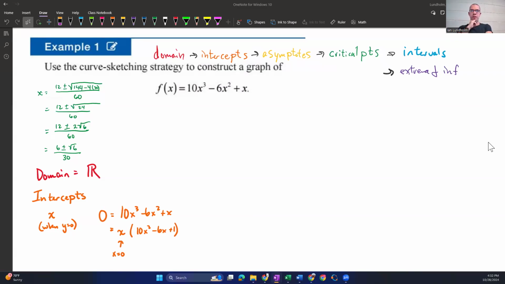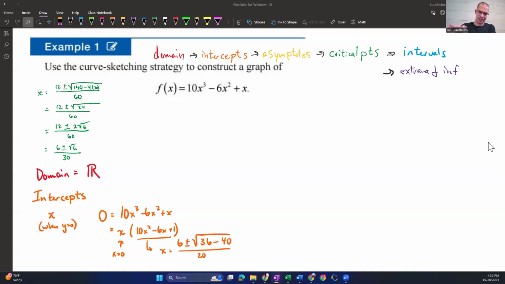And then for the other part, we would try to factor it further. And after trying to factor it, we would run into some difficulties there. And maybe we would try to use the quadratic formula. We've got x equals negative b, so that's a 6, plus or minus the square root of b squared, so that's 36 minus 4ac, so that's 40, all over 2a, which is 20.